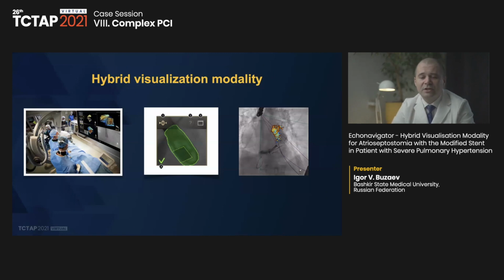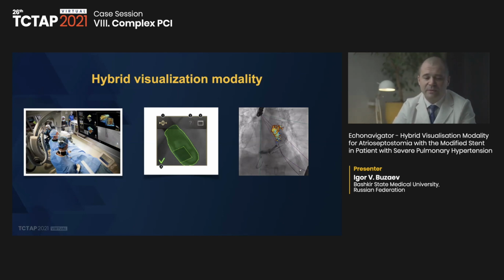To solve this problem, engineers invented a hybrid visualization. The principle is that the transesophageal probe is X-ray positive and it has direction markers that can be detected by fluoroscopy, and the device can calculate the direction of the ultrasound beam and put it over the fluoroscopy. Then the plane of the ultrasound picture is projected onto fluoroscopy in real time to show the ultrasonic picture over the fluoroscopy.